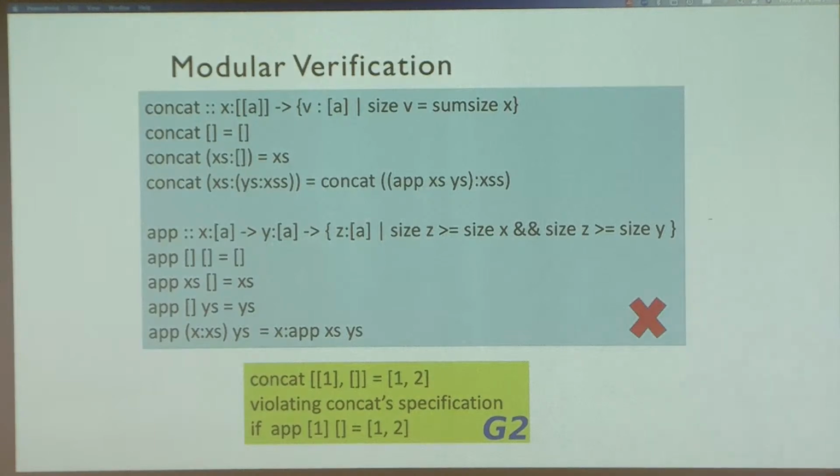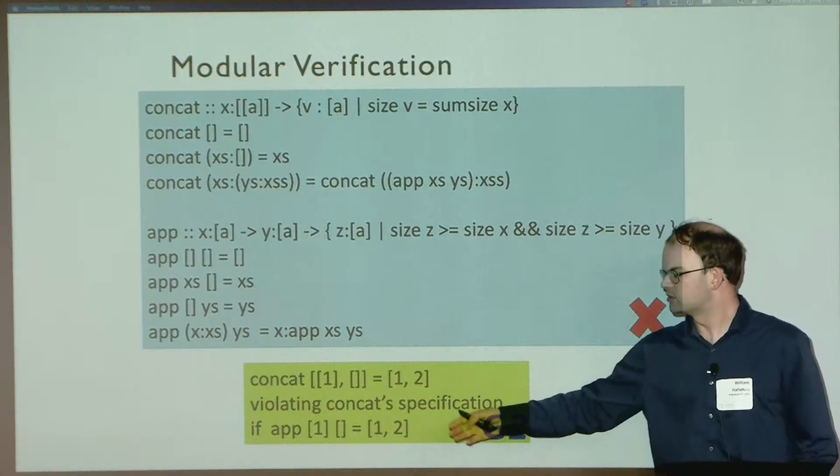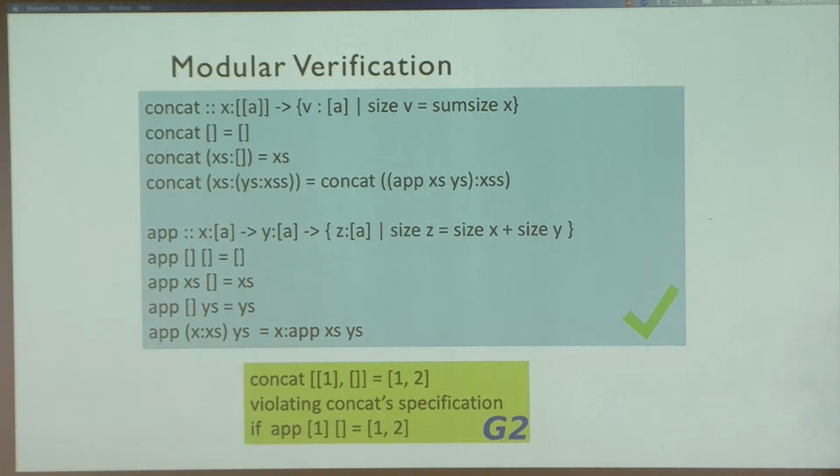So again, the solution here is to take app and give it a stronger specification that rules out this possibility. In this case, we have to say that the size of the output is exactly the sum of the size of the first list and the size of the second list. And then we'll be able to verify this.